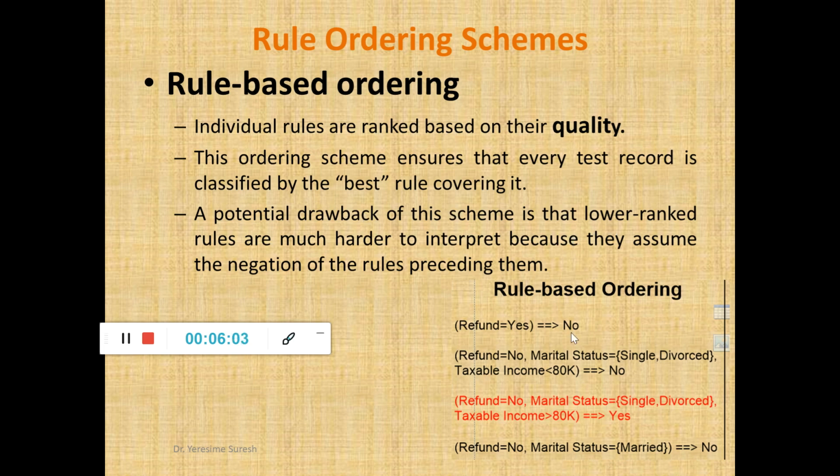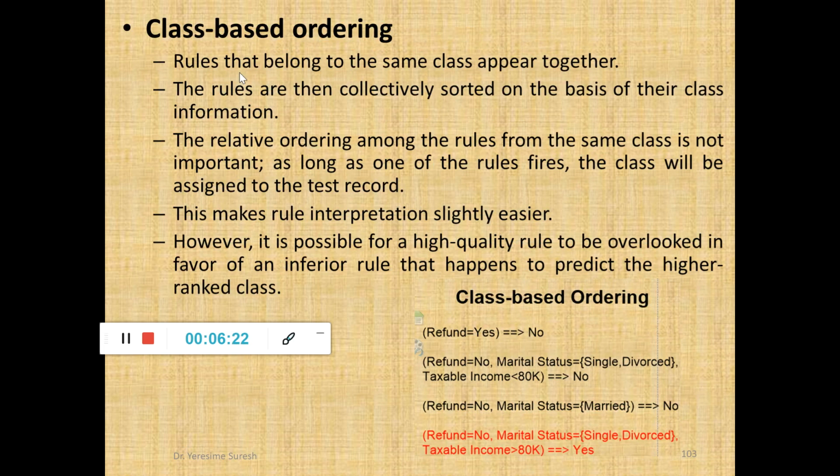So here I have given an example. What is the rule based ordering? Based on accuracy. So I have just directly noted it here. How to calculate rule coverage and rule accuracy we have already discussed. So based on the quality, based on the rule coverage and accuracy, I have listed the rules here. Next we have class based ordering.